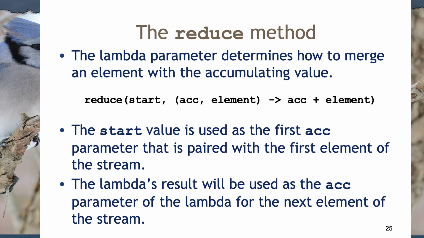So the lambda parameter determines how to merge an element with this idea of an accumulating value, and then that accumulating value becomes the next value for the next merge, and then the next and the next, and so on. And because there's no value to be merged with the first item in a stream, that start parameter stands in for what would have been an accumulating value preceding the first item in the stream.